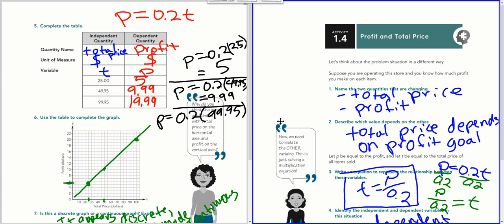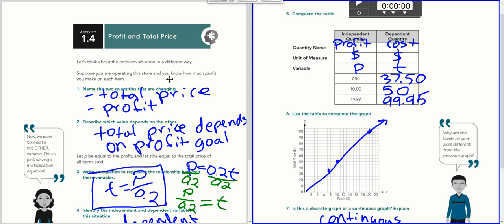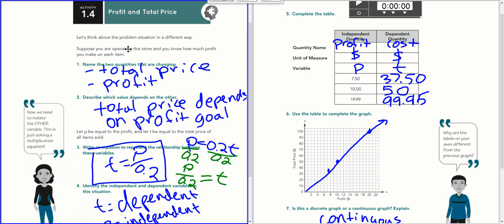We started on this page. In my class, we didn't have time to get it all done, so we'll go over it real quick. Here they flip-flop it. Suppose you know how much profit you make on each item. It's worded kind of funny, but I think what they're getting at is if I know the total price and the profit, and I have a profit goal, how many items do I need to sell? So in that case, my total price that I want to sell depends on my profit goal.